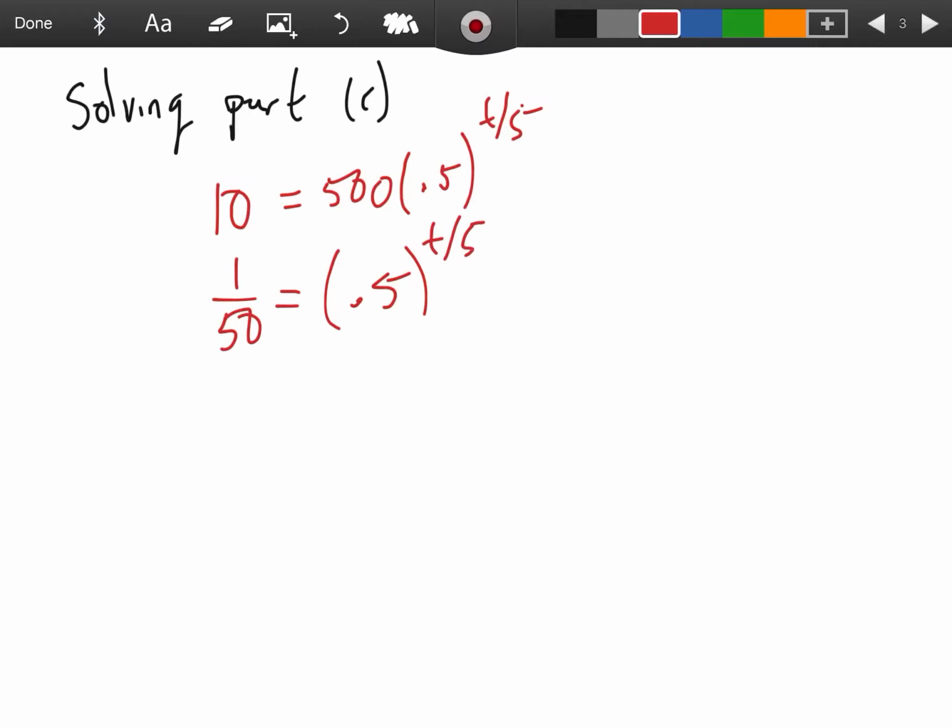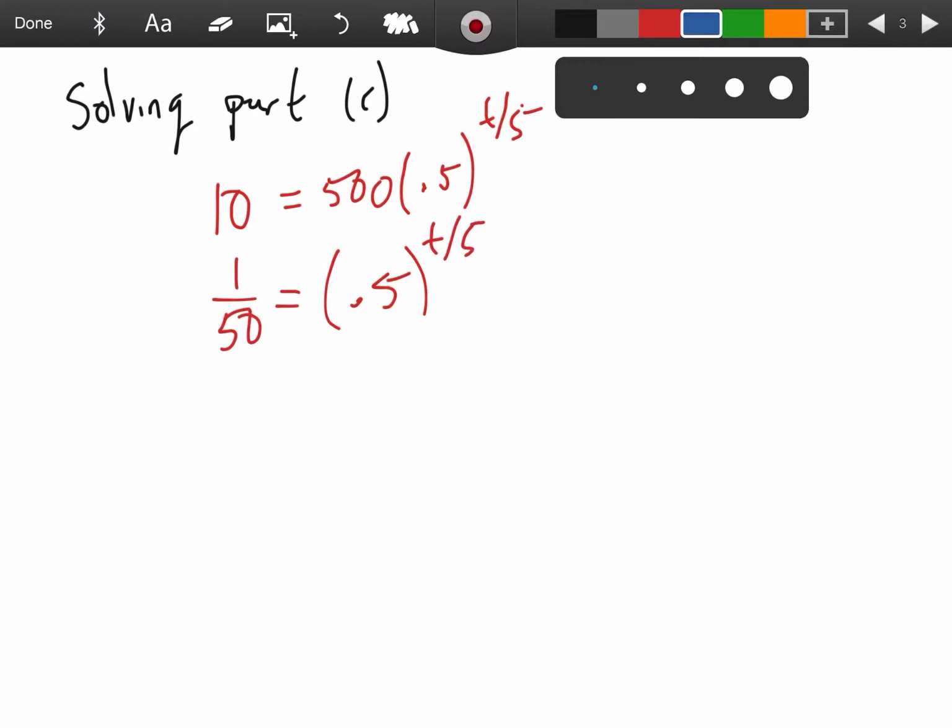At this point, unless you're familiar with logarithms, you're not really going to be able to solve this using algebra. All right, once we cover logarithms, sure, you'll definitely be able to solve for t using algebra. But for right now, we can't really do that. So we need to think of some other method.